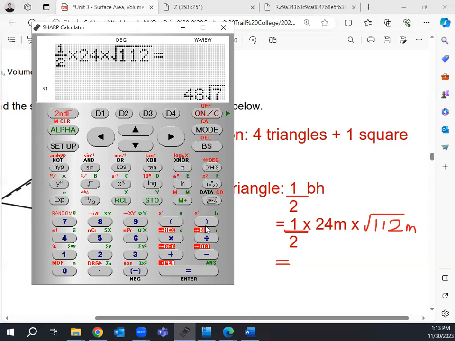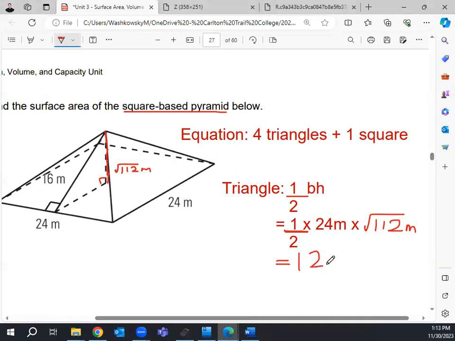And if I do that, I should get 126.996. I'm just going to go to 127. Like, that's so close. We're just going to go to 127. Keep it a nice, easy number. 127 squared meters. That's the area of a triangle, of which I have 4 of them. But I've done it. I know what a triangle is. Check.